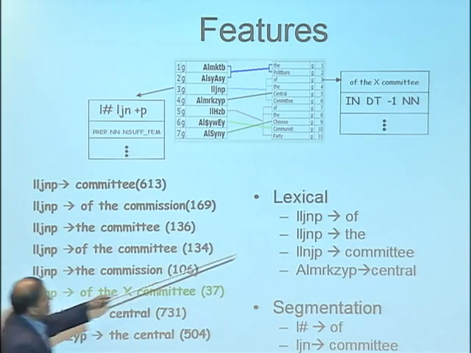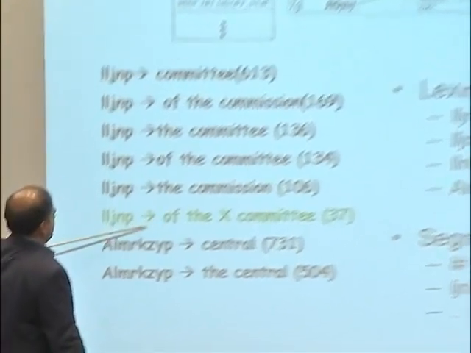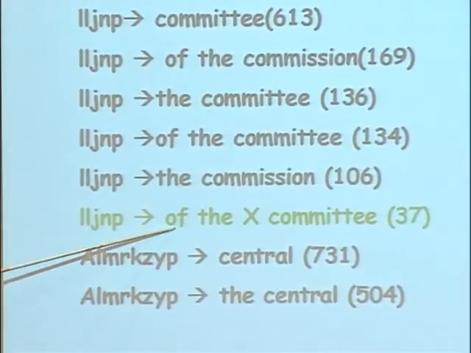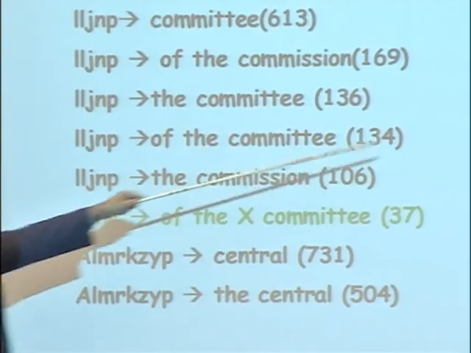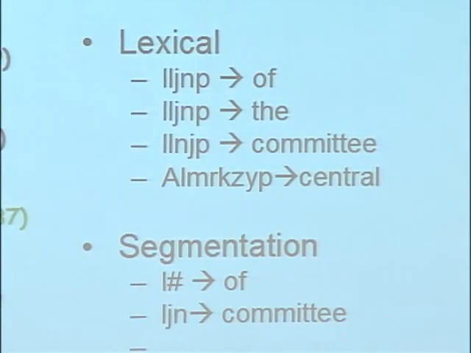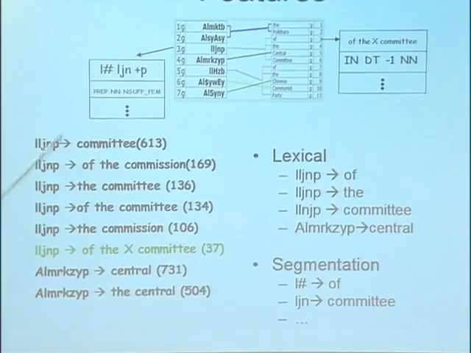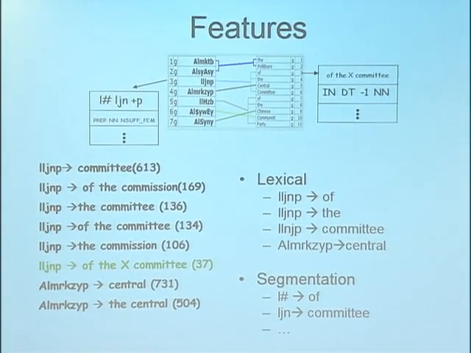Okay, so here's some of the features. So this is the current production. So you can ask the question, is LLJNP producing "of"? Is LLJNP producing "the"? And that's the list right there. You can also ask the segmentation question. This LLJNP has that segmentation. So is L sharp producing "of"? Or is LJN producing "committee", for example? Okay, these are all good things, right? They're much better than the Model 1 cost for LLJNP producing this phrase.